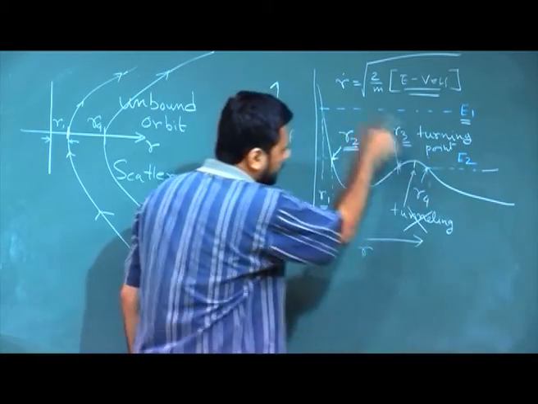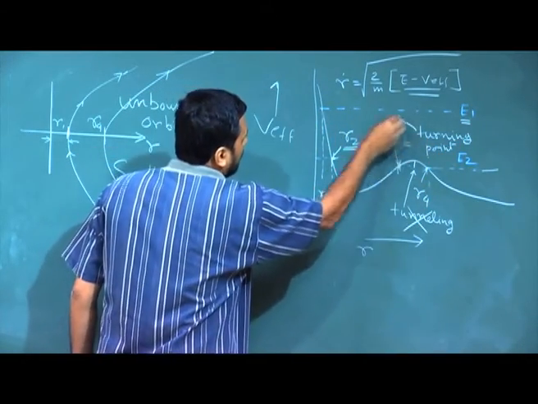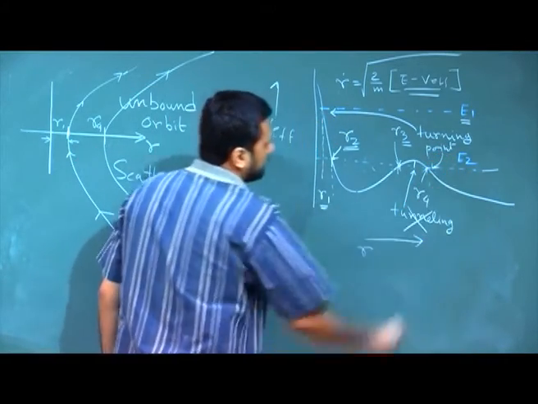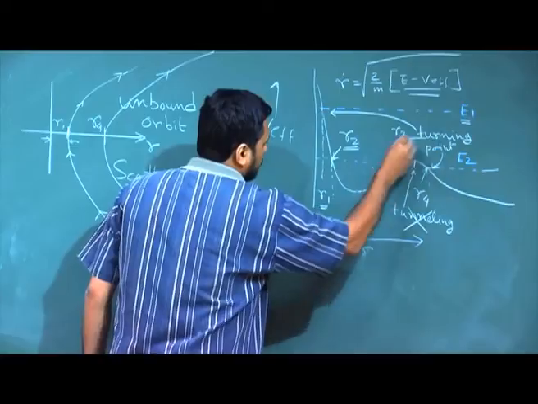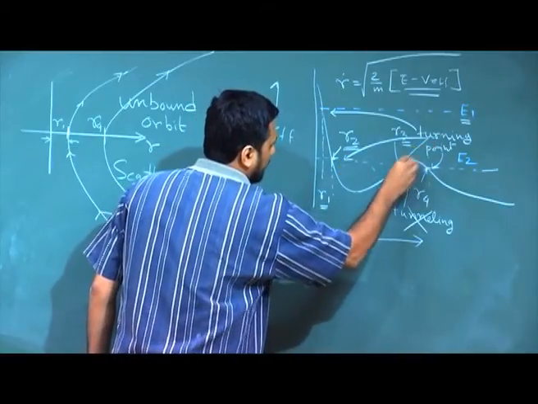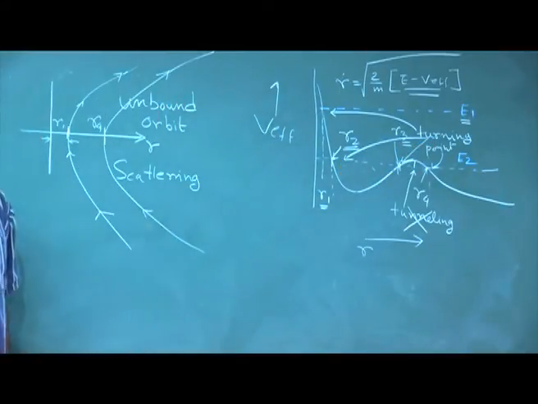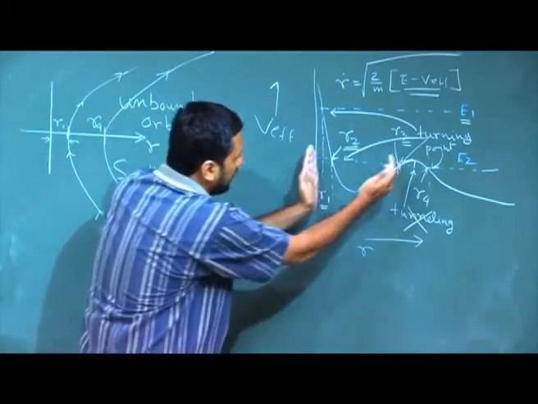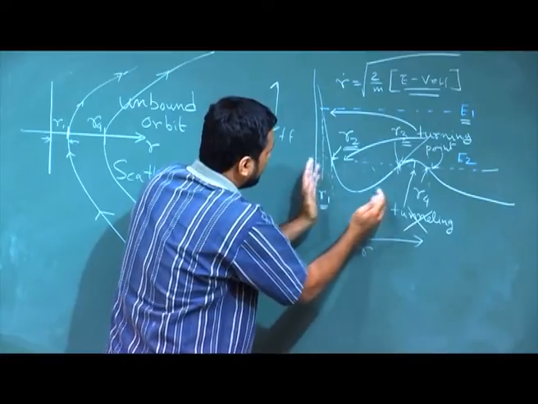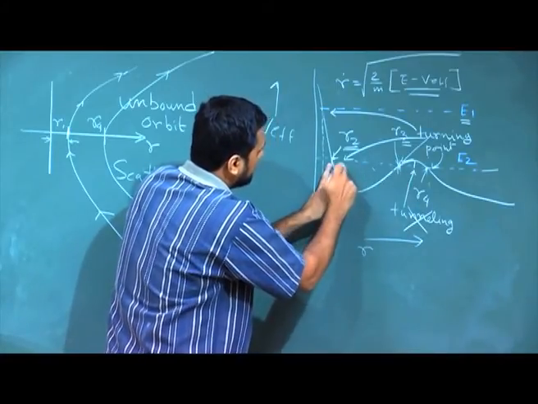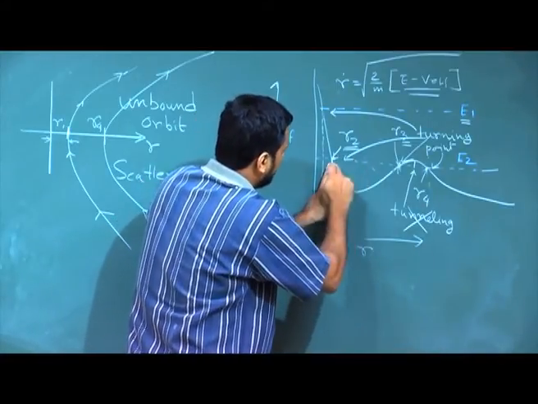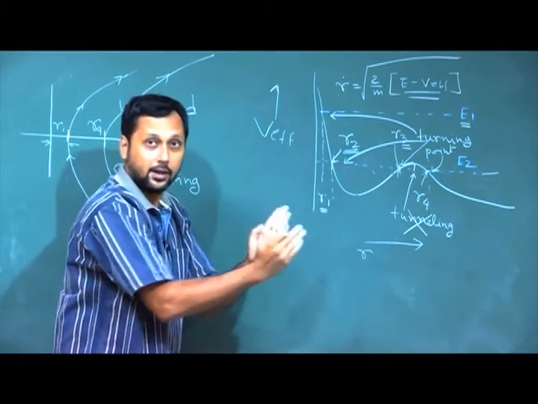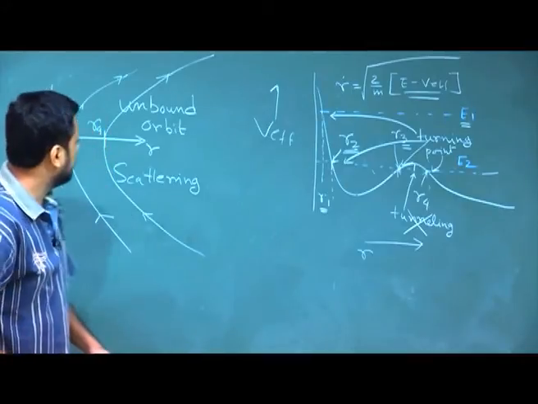So, how many turning points do we have in this picture? We have one turning point given as R1, another given as R4, and two other turning points, one at R2 and one at R3. Now let us focus only on the particular case when the particle is bound between the limits R2 and R3, that is to say it is bound to move within these two turning points. Now, what happens to its motion?